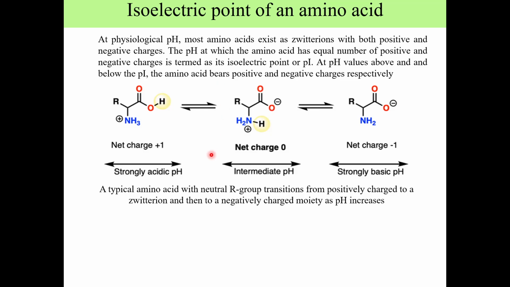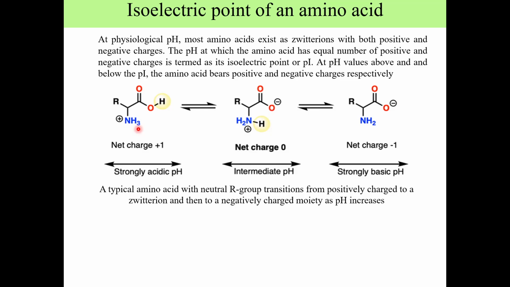Now, a typical amino acid with a neutral R group transitions from positively charged to a zwitterion and then to negatively charged. We will learn very soon why exactly this is happening. At a very strong acidic pH, the COOH group exists as COOH instead of COO minus, but the NH3 group remains protonated. Therefore, there is a +1 charge.